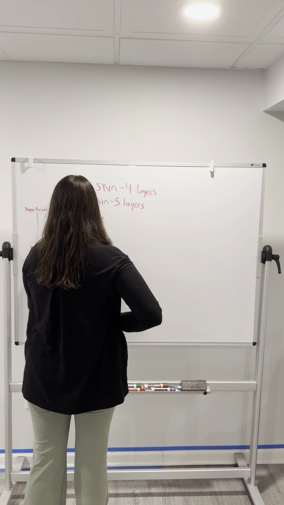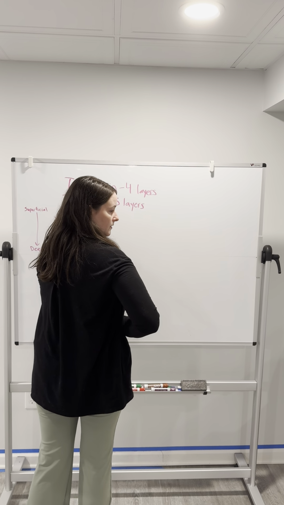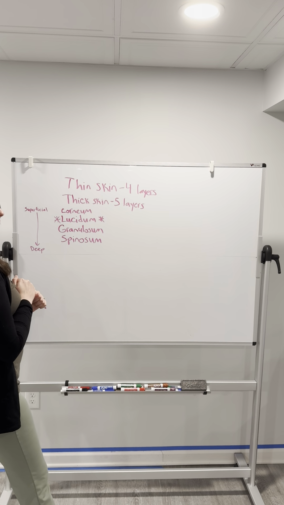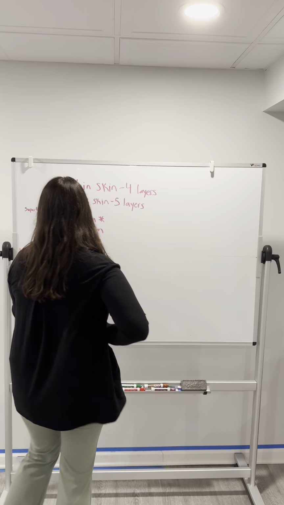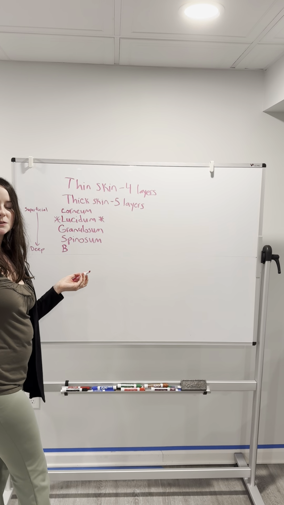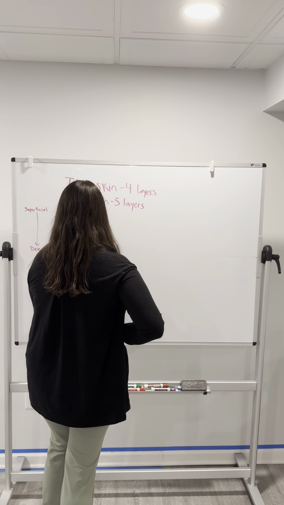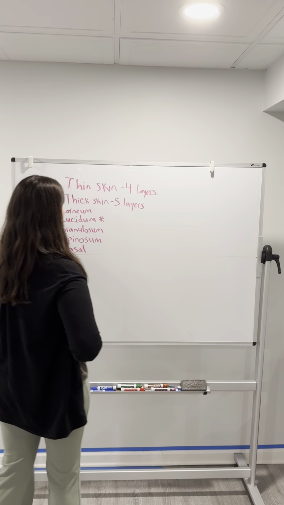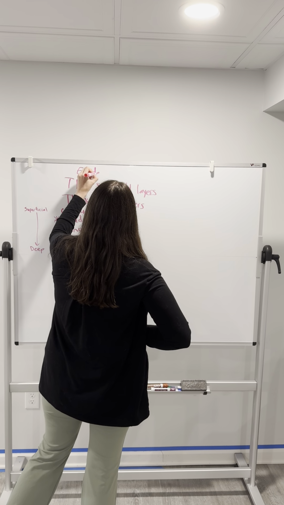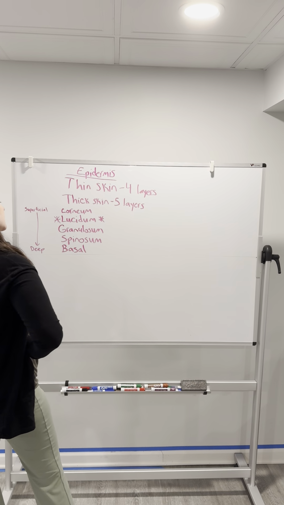Okay, then we have the stratum spinosum. Okay, and this is many layers as well, many layers deep. And then the deepest layer is the stratum basale, like remember the basement or basal membrane, right? So stratum basale. But this is all part of the epidermis. The dermis is going to have connective tissue, okay?